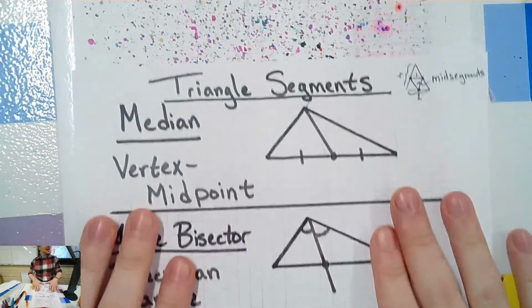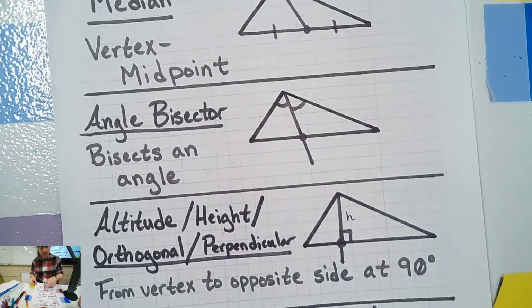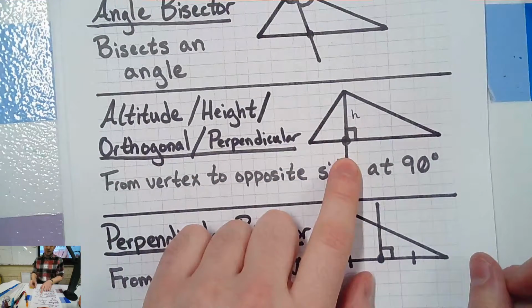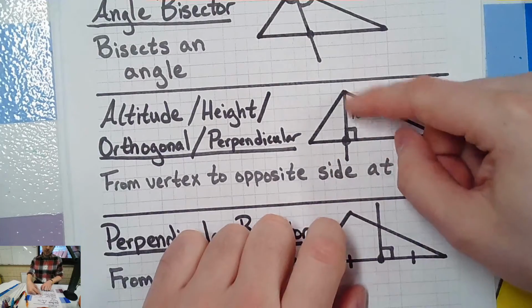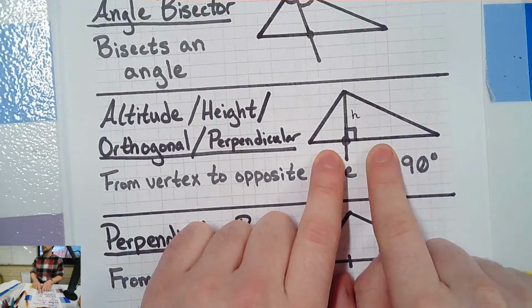So, recap. Vertex to midpoint is a median. Angle bisector is where we bisect the angle. And the orthogonals are the heights or the altitudes or the perpendiculars of the triangle. We cool with that? From the vertex to the opposite side at 90. Does it hit it in the middle? Not necessarily, right?